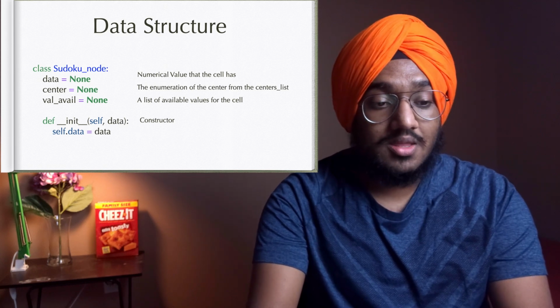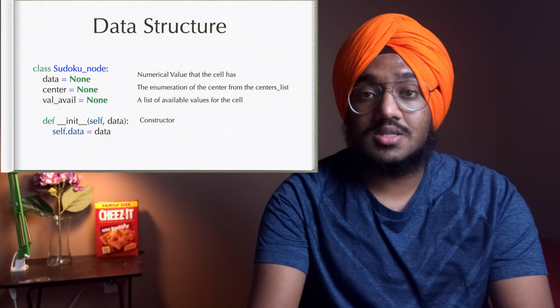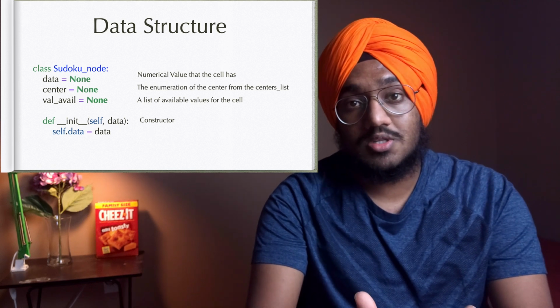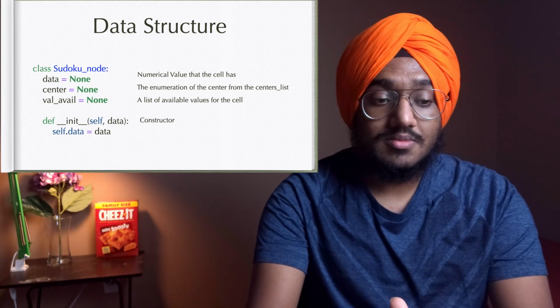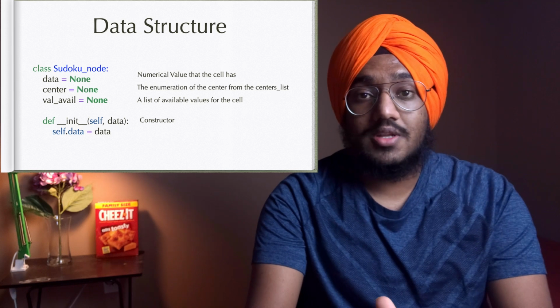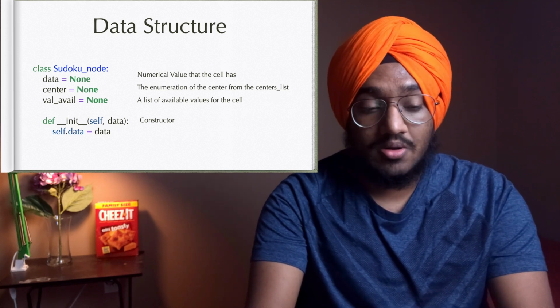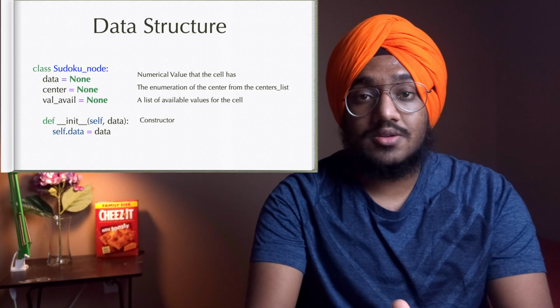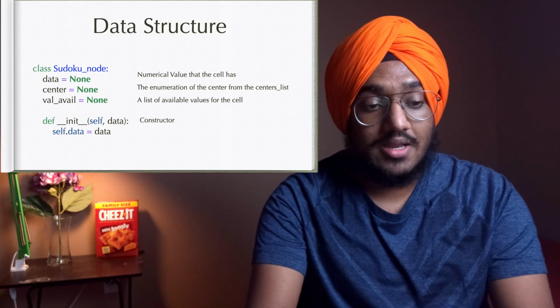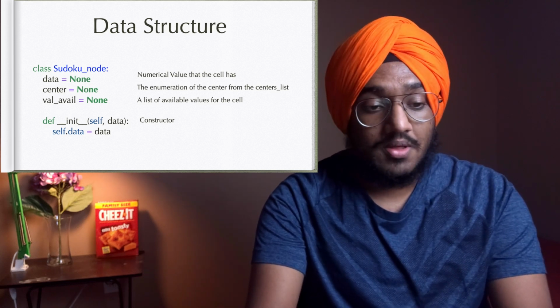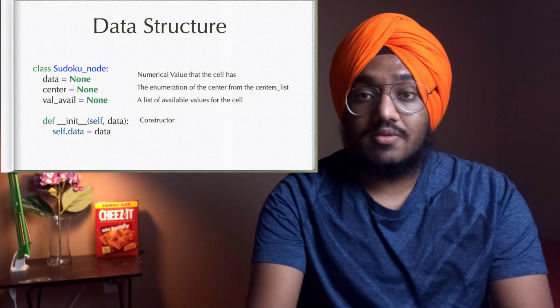Okay, so we've got 3 things in this data structure: the data, which is the number visible in the box, the center which the cell belongs to, and then the available values. It's basically a list, and everything is set to None. That's in Python. And then we also have a constructor.